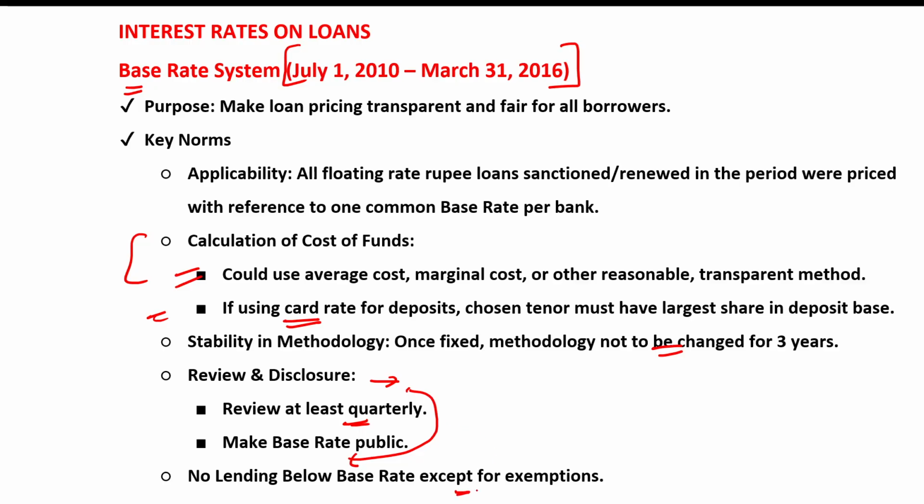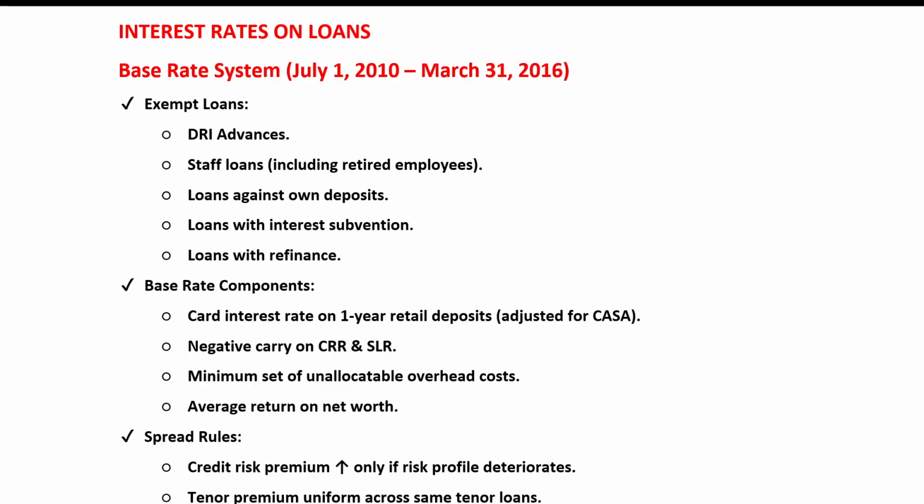Now, what are the exempted loans? DRI advances, the loans which are provided to weaker sections under the differential rate of interest scheme. Then loans to the bank's own employees and retired employees, meaning to say the staff loans, loans against a customer's own deposit in the bank, loans with government interest rate subsidy, and loans where refinance is availed. So these are exempted from this base rate system.